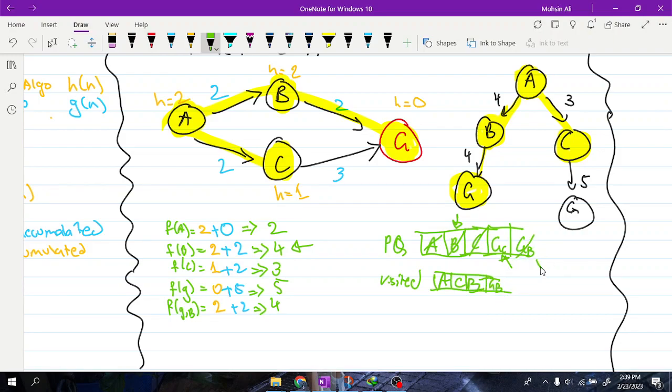So I visited G of B, and I saw, is there any other smaller path? There isn't any smaller path. So I'm going to dequeue G of B. And as soon as I dequeue G of B, that is the point where I'm going to stop my algorithm. Whenever you dequeue your goal, that is the point where you should end your algorithm. It is not the point when we were enqueuing the goal state into our priority queue. It is when it is dequeued. Okay, so that's the difference.